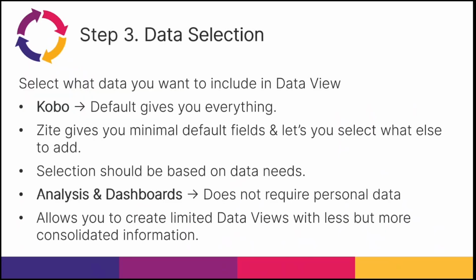In step 3, we're given the option to do data selection, which is a bit different than how Kobo works. So in Kobo or even in vanilla ODK, when you export data from the platform, it gives you all of the fields of information. So by default, it's just going to give you everything. And that's okay for a raw data export. Sometimes that's necessary and useful.